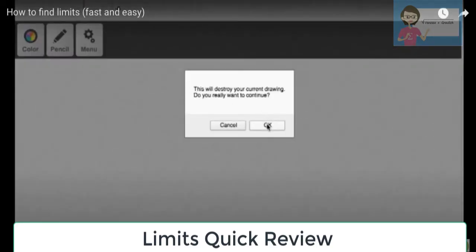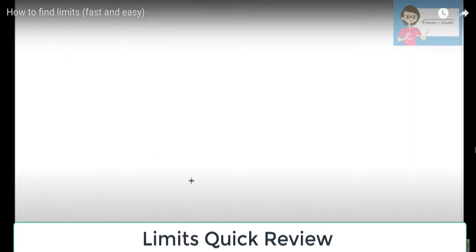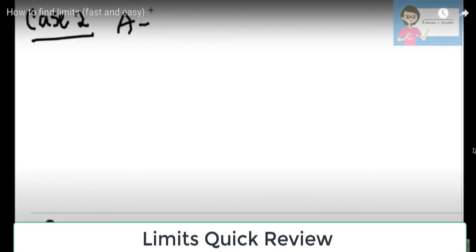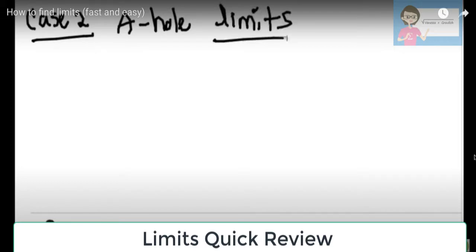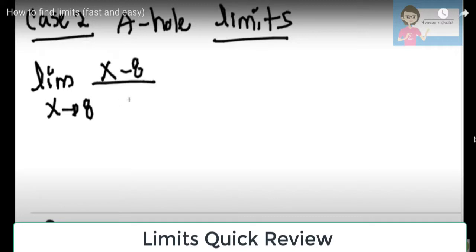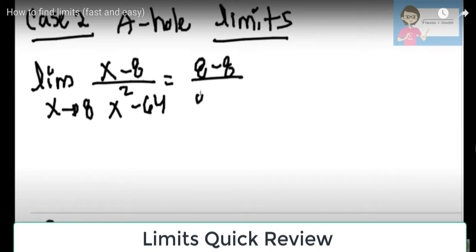So now let's go ahead and go to case number 2. I'm going to call them the AHole Limits, and you're going to see why. It's funny, but it's a good way to remember. So let's say now that I have the limit when x approaches 8 of x minus 8 over x squared minus 64. I call this the AHole limit because look what's going to happen.